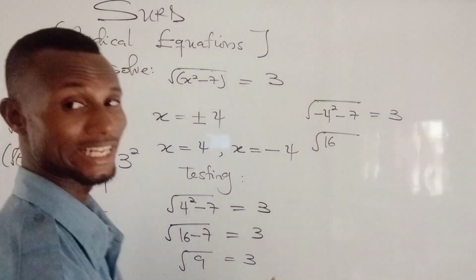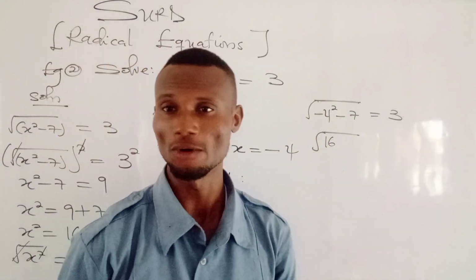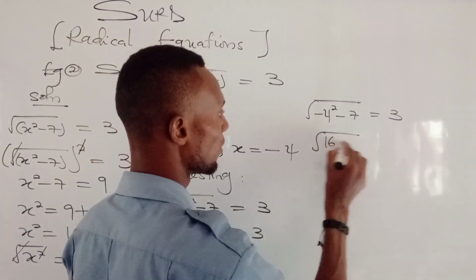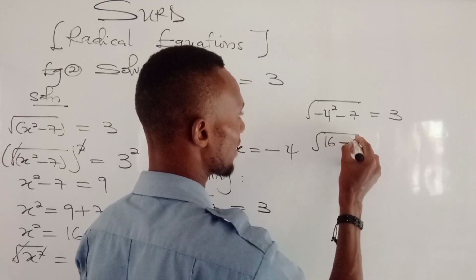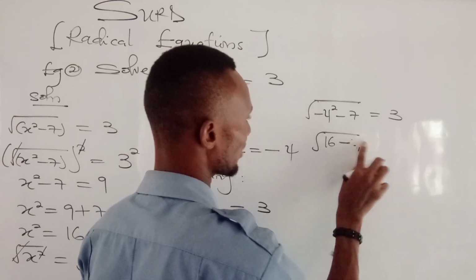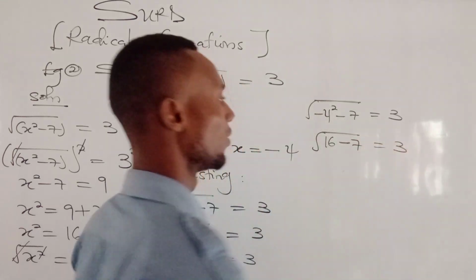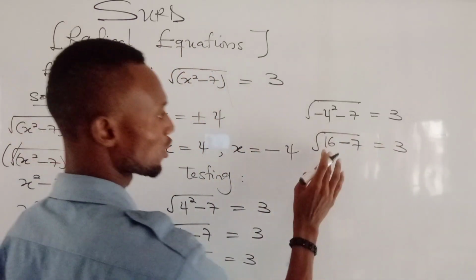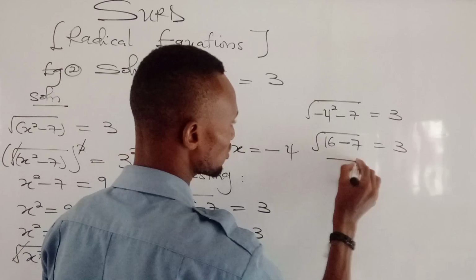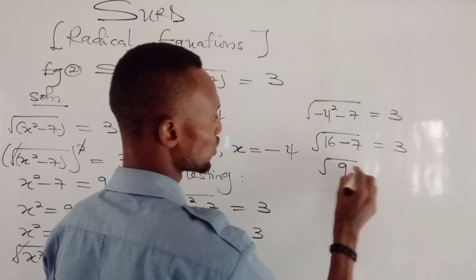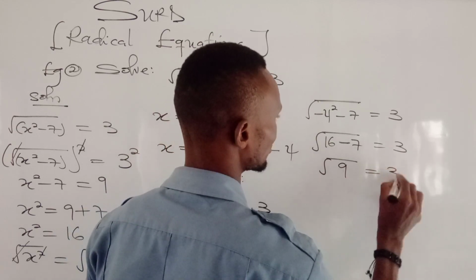Okay, because negative 4 squared means negative 4 times negative 4, which gives 16. Then bring your minus 7. I hope you agree with me up to this point. So 16 minus 7 should give us 9. So now we have the square root of 9, which equals 3.